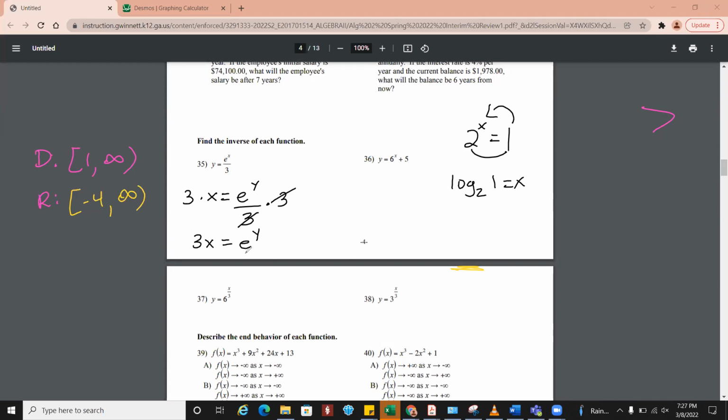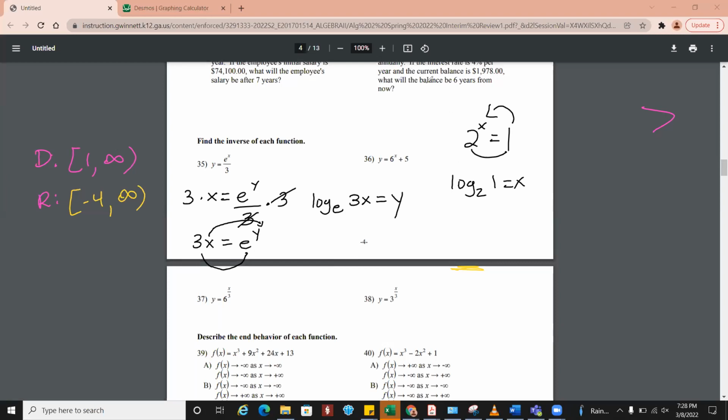Okay, so we're going to start with e, go to the outside, and then finish at our exponent. Okay, so watch the magic happen. We're going to have log of base e of 3x equals y.